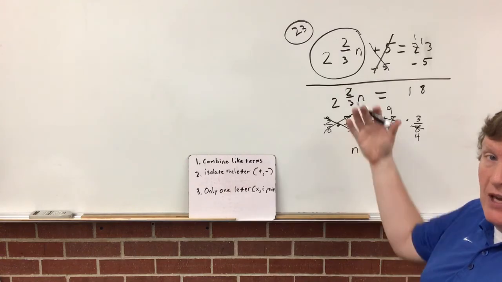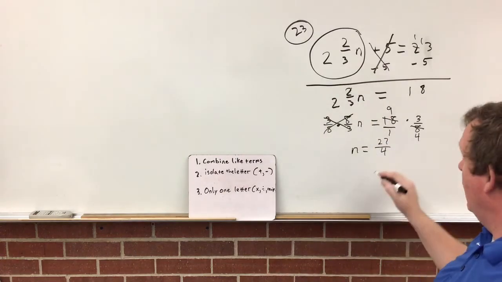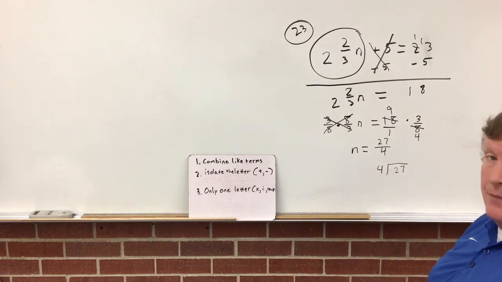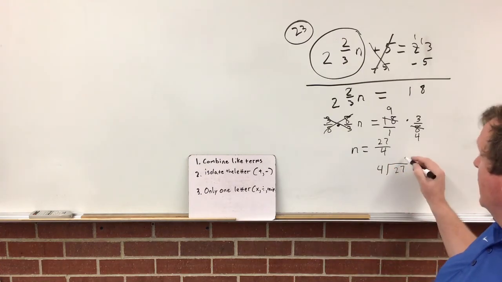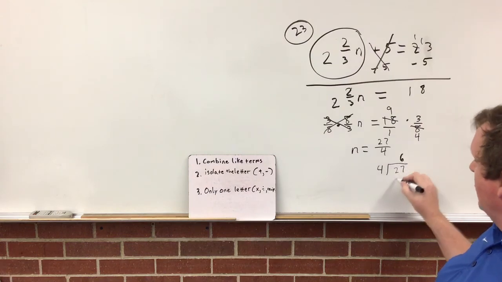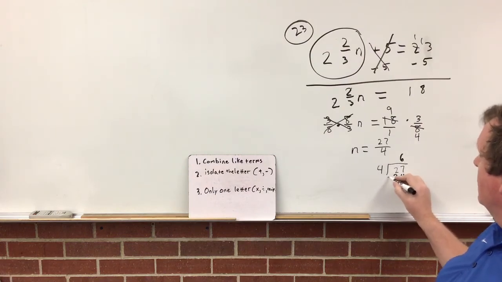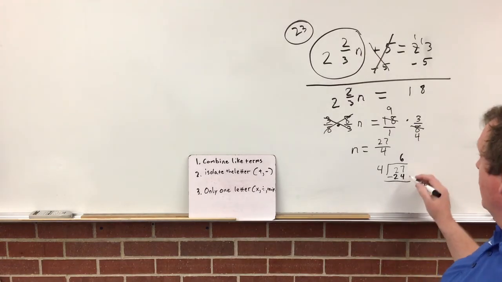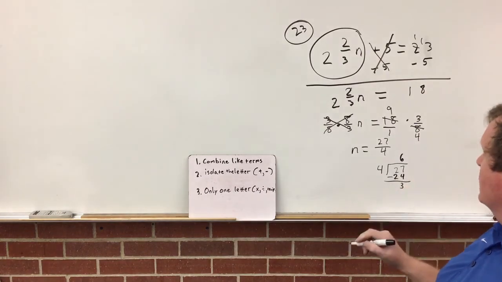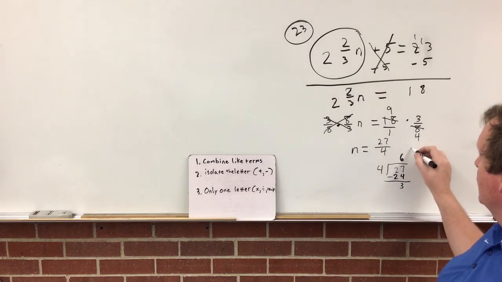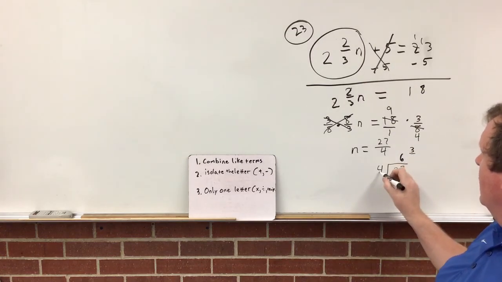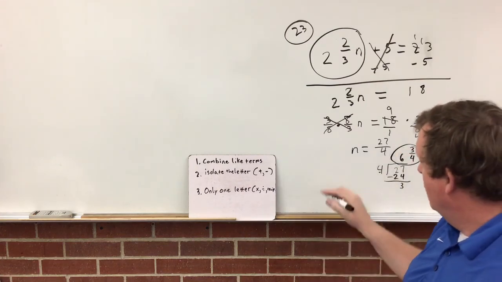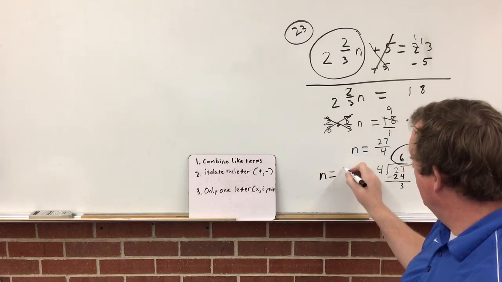Improper fraction, we've got to convert it back to a mixed number now. 27 divided by 4. 4 will go into 27 6 times. 4 times 6, 24. Subtract 24 from 27. Answer is 3. That becomes the numerator. Our divisor becomes the denominator. Answer is n equals 6 3/4.